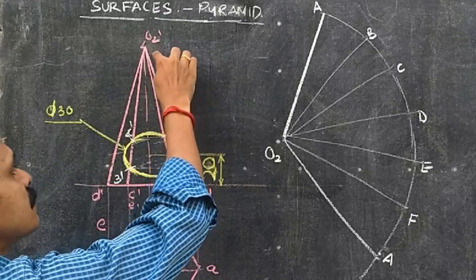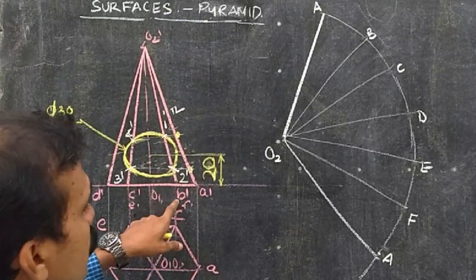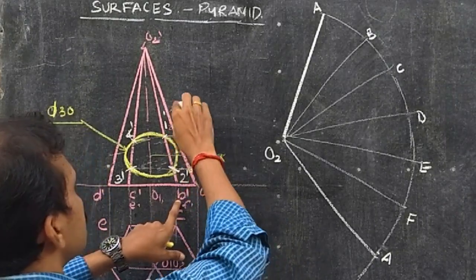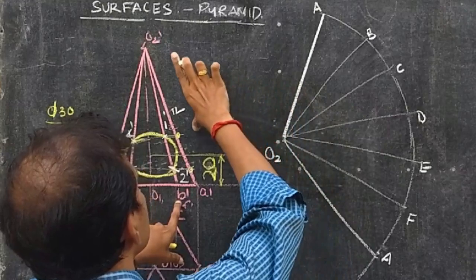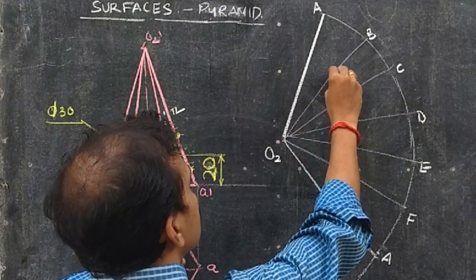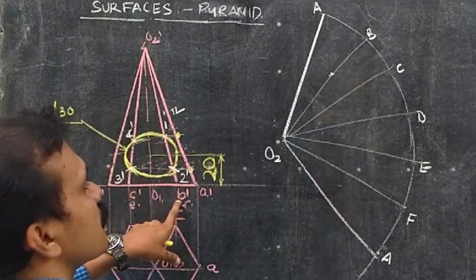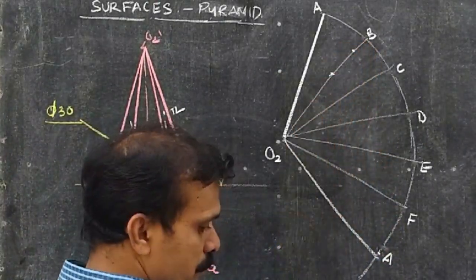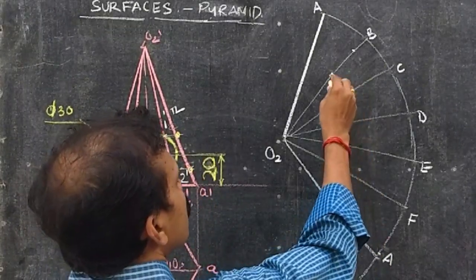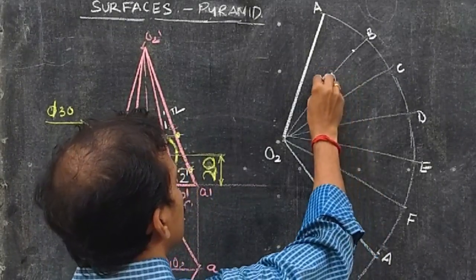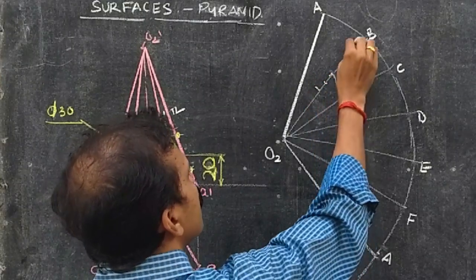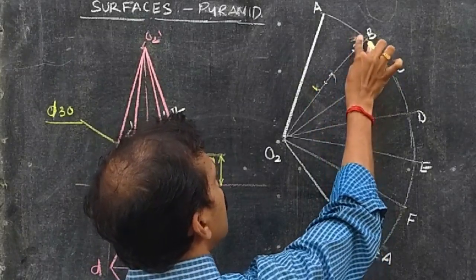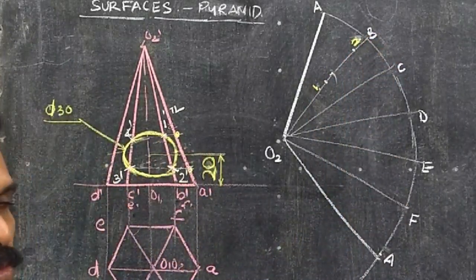So take this much distance and mark it on the point B, correct? So take this distance and mark that point on B. It will be coming somewhere here. Similarly, we can obtain the point 2 also. So this can be taken as 1 and this can be taken as 2.